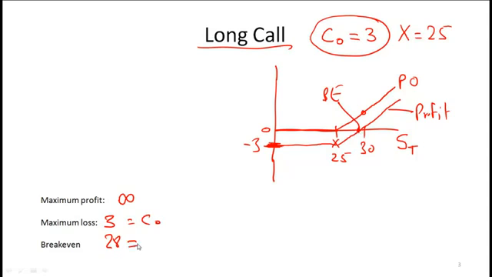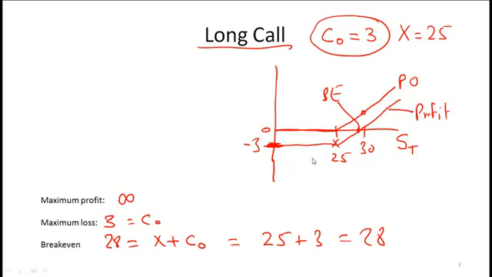And how do we get the 28 number? What we have simply done is said it's the strike price plus C0. So in our example, X was 25 plus C0 was 3. So that's how we got the 28. So this is our long call.